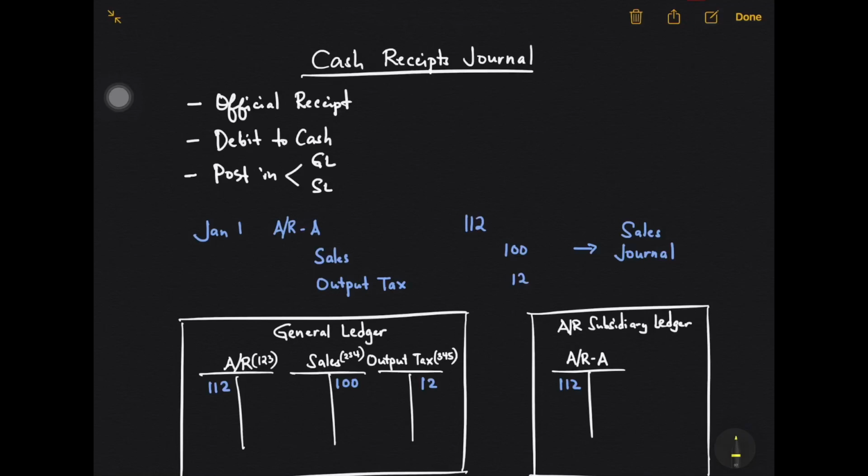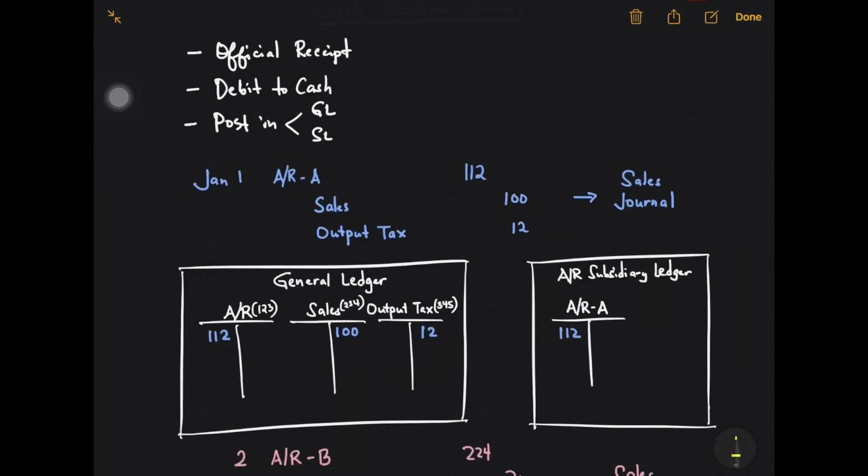In this video, I'm going to talk about cash receipts journal, which is another type of special journals. A business document that would relate to this one would be the official receipt. And this journal would take in transactions that require debit to cash or increase in cash. And after you complete the journal, you will be posting in the general ledger and the subsidiary ledger if control accounts are involved. Assume the following transaction.